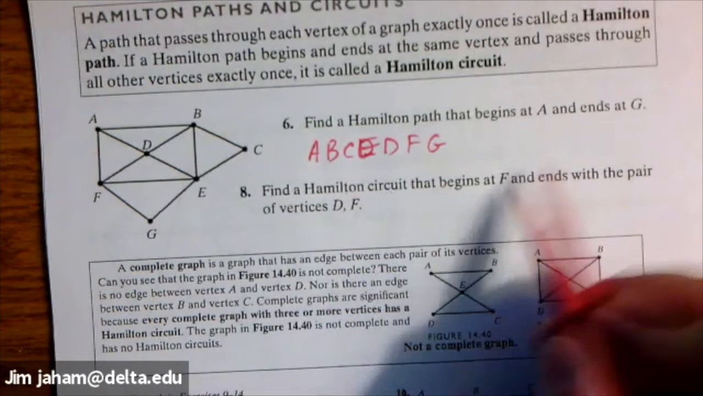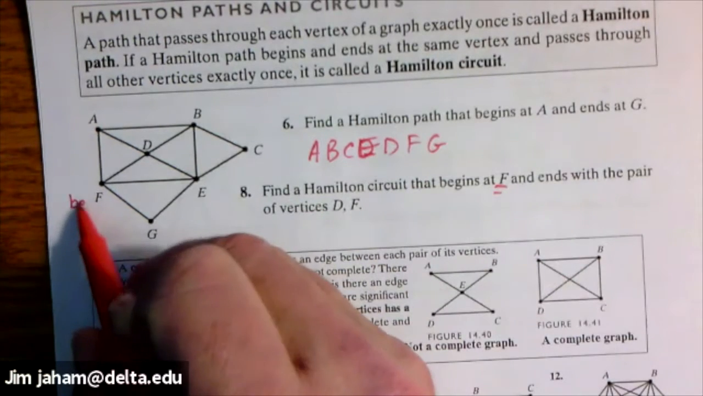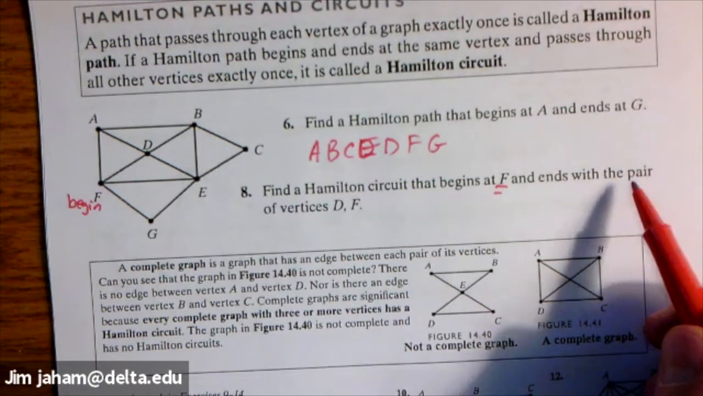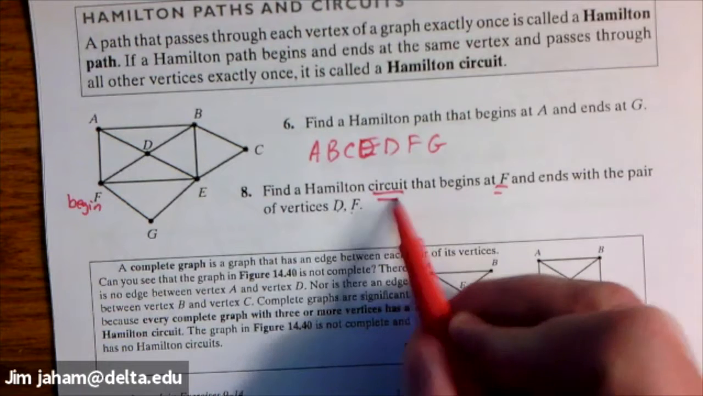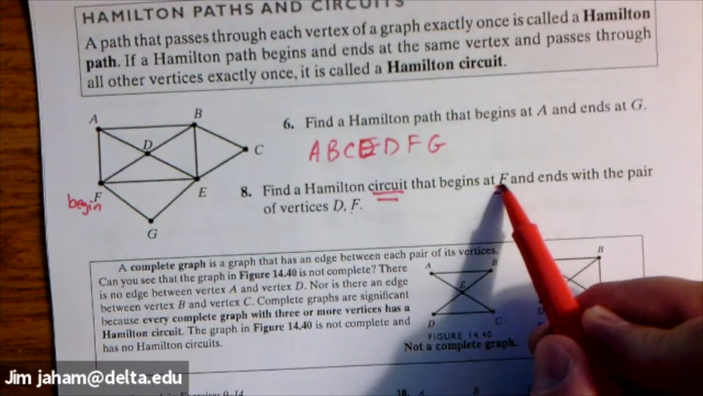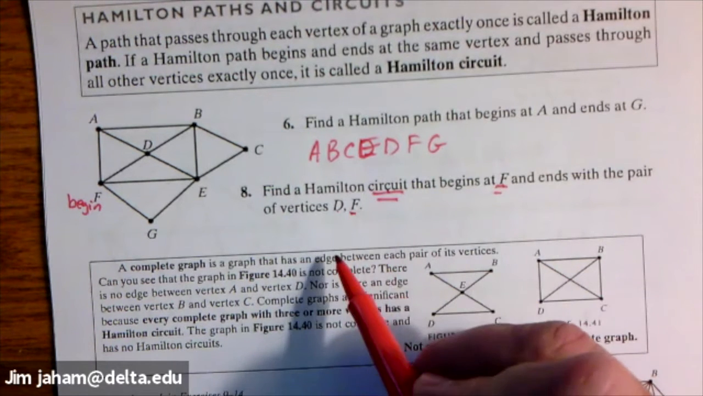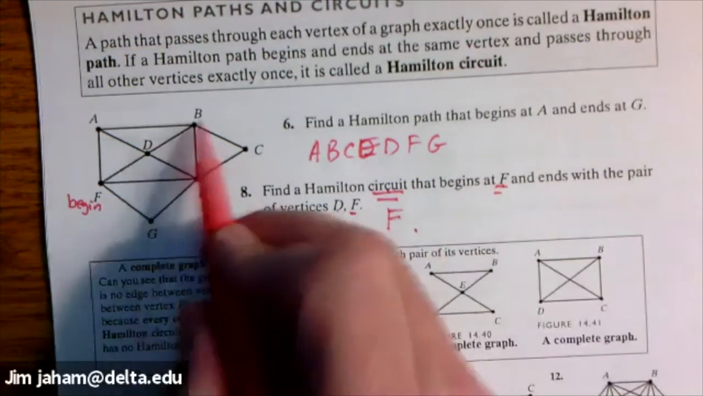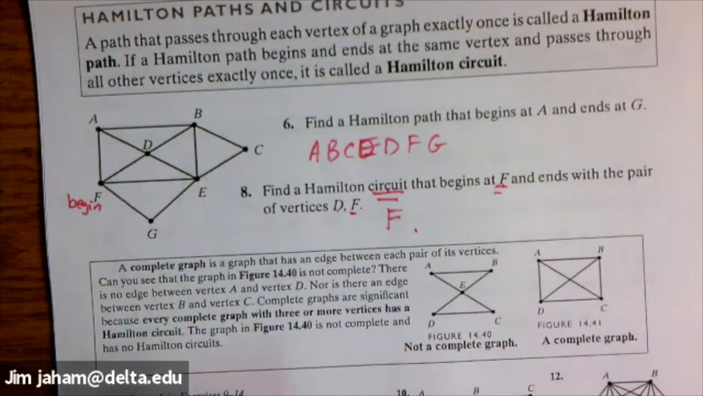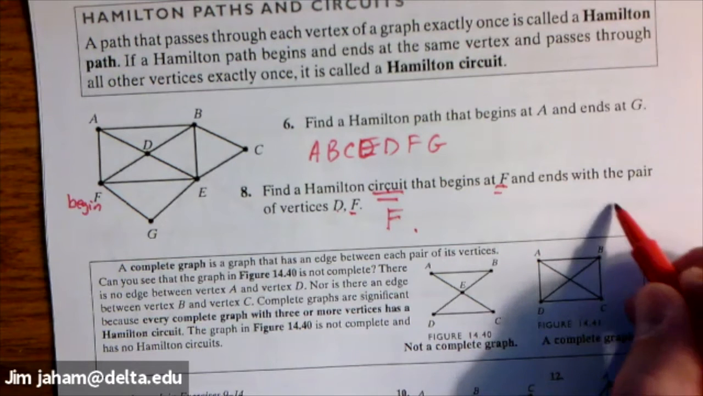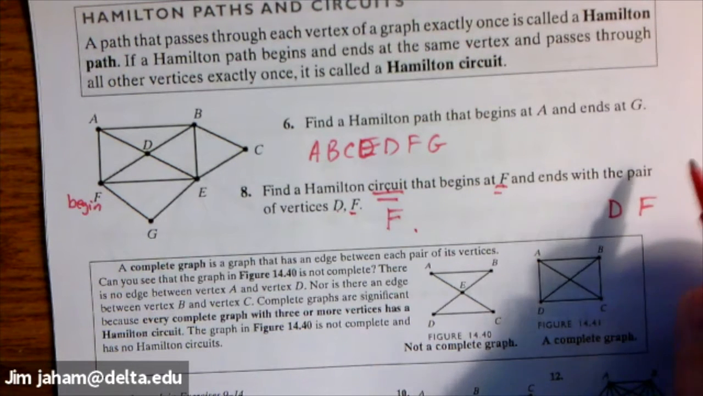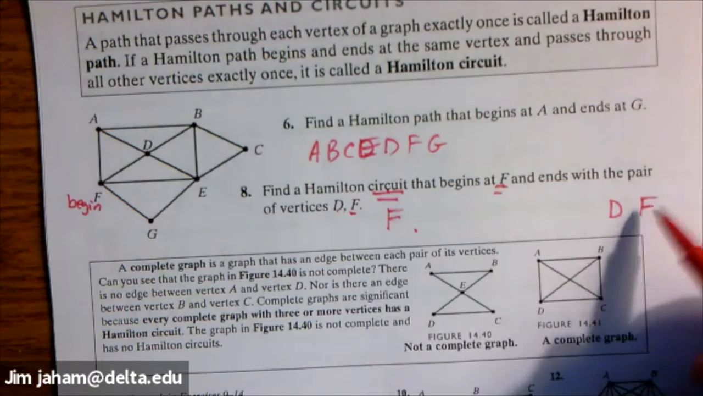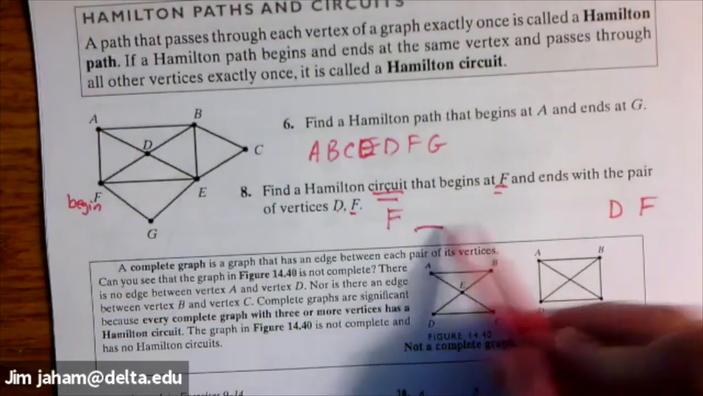Find a circuit that begins at F. So now we're going to begin down here and end with the pair of vertices D, then F. This one is a circuit. So if it starts at F and it's a circuit, it has to end at F. So F, and then how many vertices? 1, 2, 3, 4, 5, 6, 7. We have 7 vertices, and we want to end at D, F. So we're going to have 8 letters here because we return to F. So we need 5 more spots.